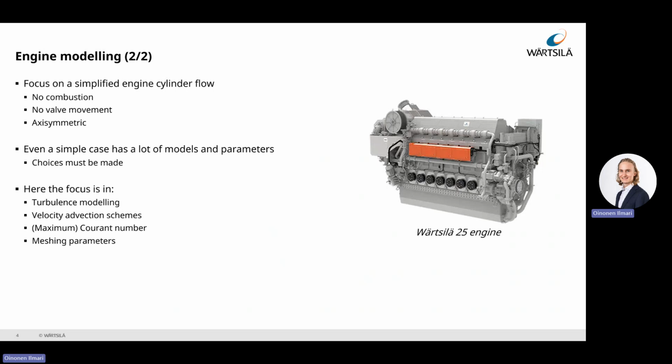Here we focus on a simplified engine case with no combustion, no valve movement, and is axisymmetric, which isn't often the case with real engine cylinders. The benefit of a simpler model in this case is that it's easier and faster to get results with. This is especially important for this thesis as it allows for running a lot of different configurations and the comparison of their results. However, even a simple engine model has a lot of different models and parameters that it's using. And for that reason, some choices have to be made on what models and parameters we focus on.